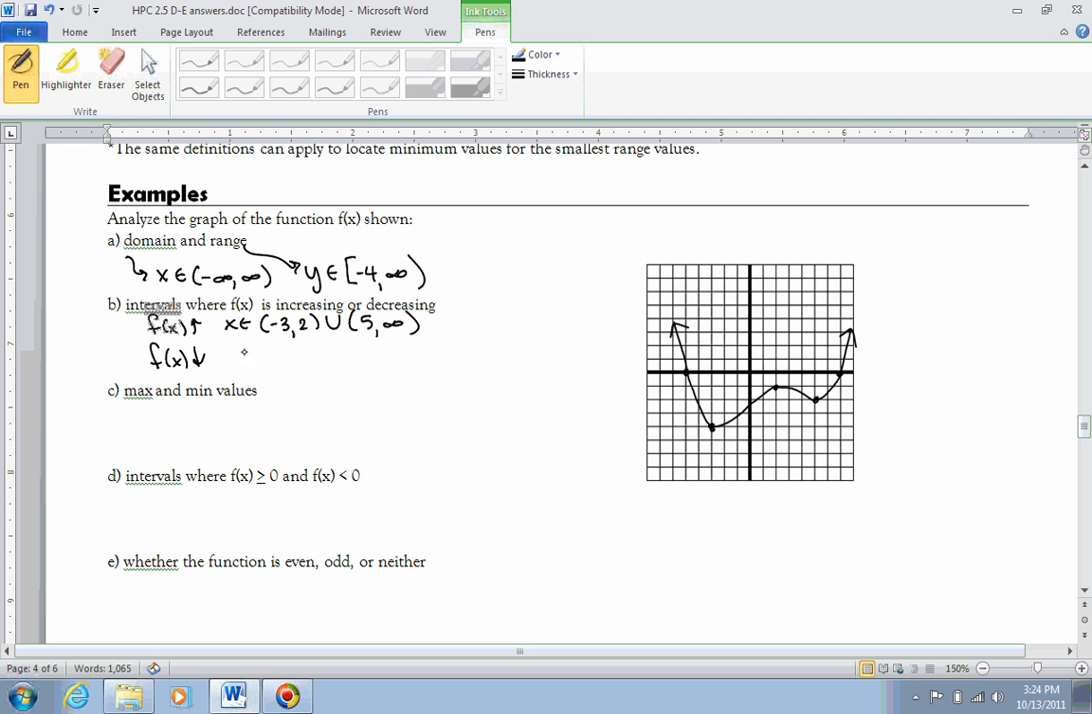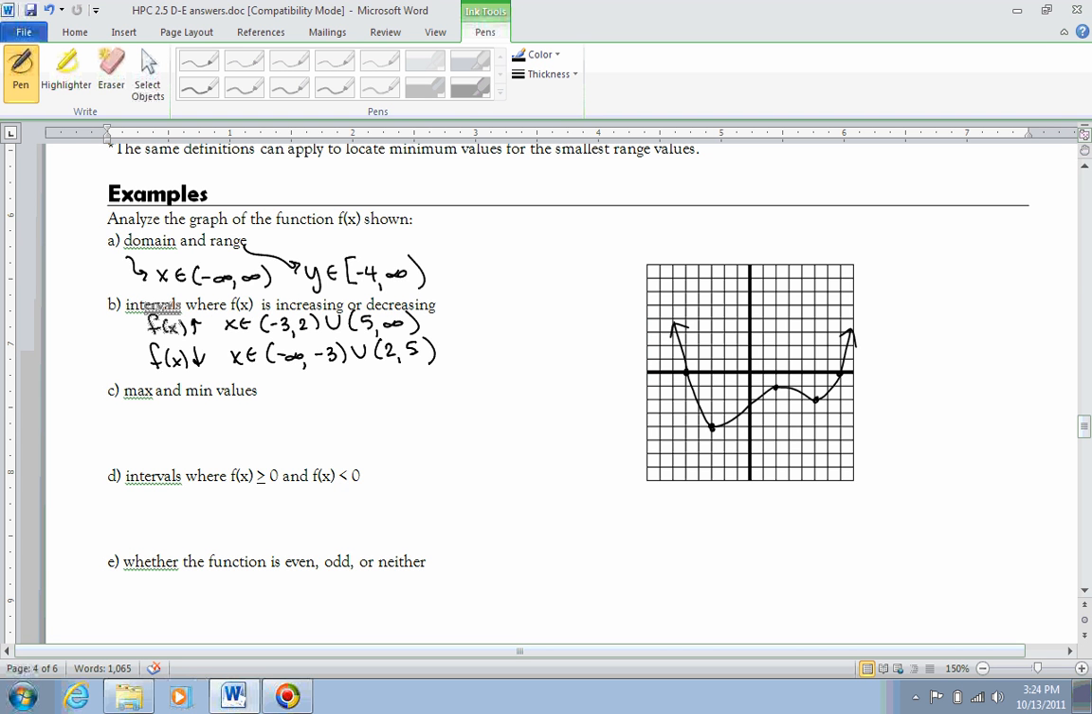The values where the function is decreasing are the values from negative infinity all the way to the point where it turns at -3. So negative infinity to -3. It also happens to go from 2 to 5, where it's going down at those points.